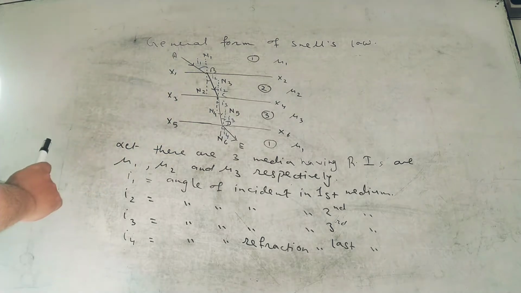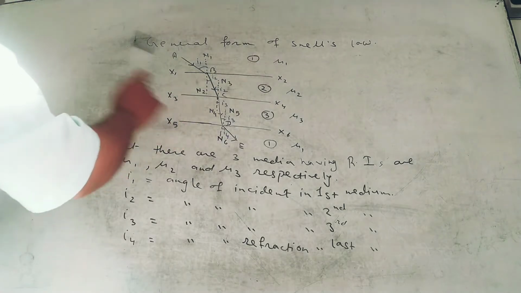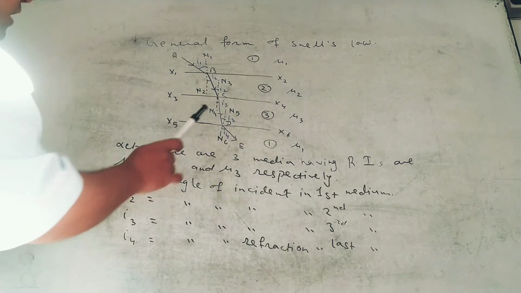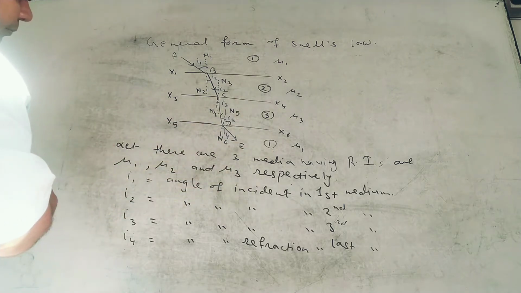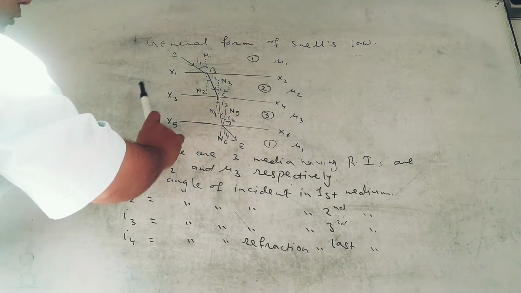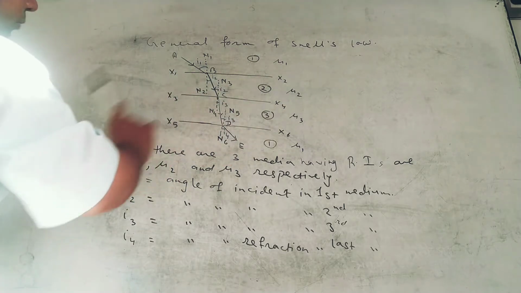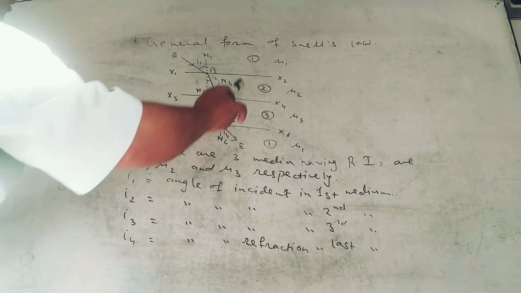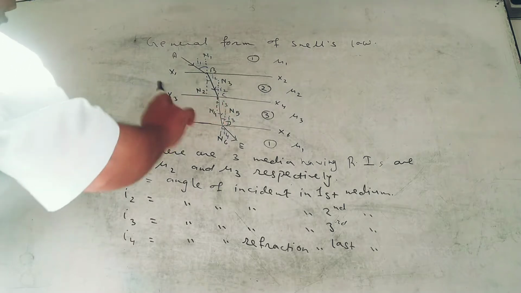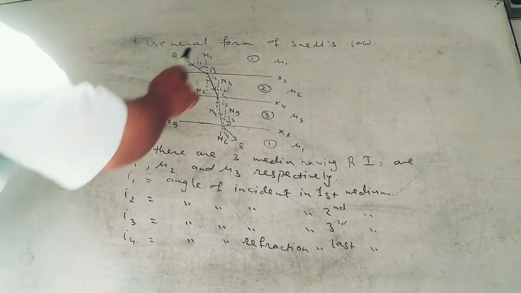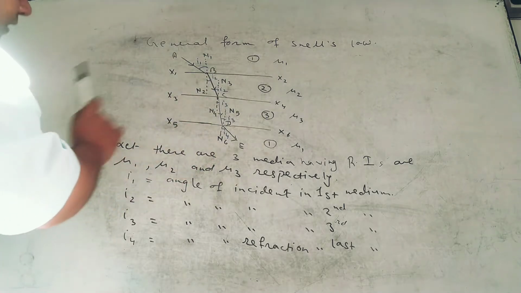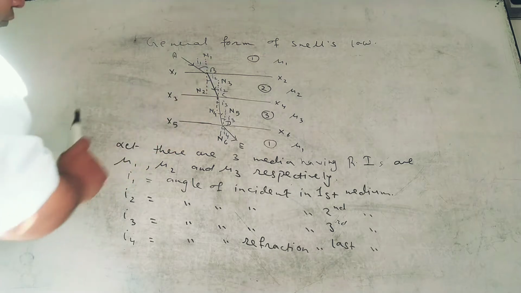AB is the incident ray in the first medium, BC is the refracted ray in the second medium, CD is the refracted ray in the third medium, again DE is the refracted ray in the first medium. X1, X2, X3, X4, X5, X6 are the planes separating these media and they are parallel to each other. N1, N2, N3, N4, N5, N6 are normals drawn at the points of incidence.